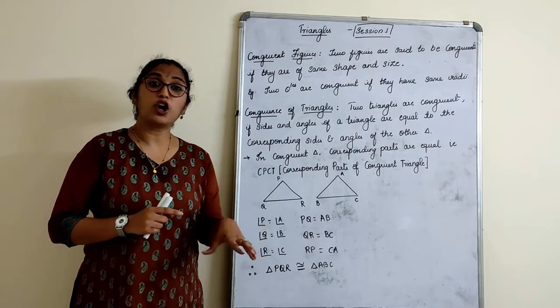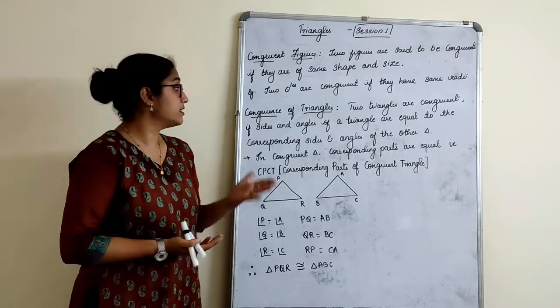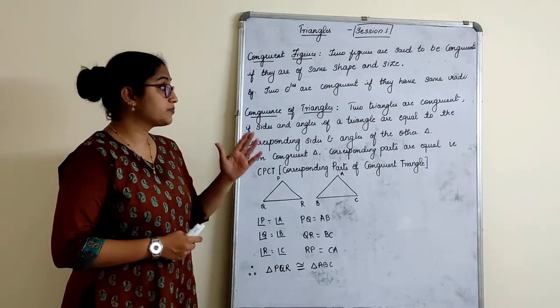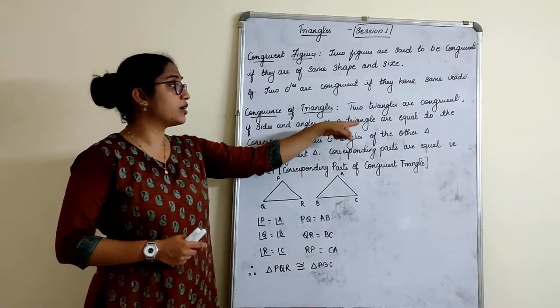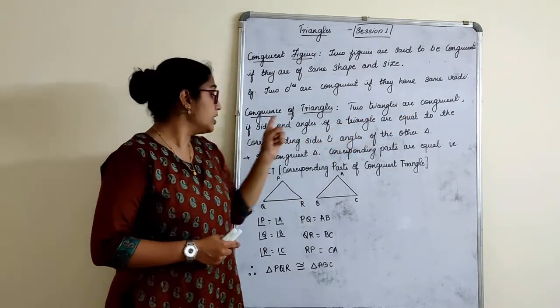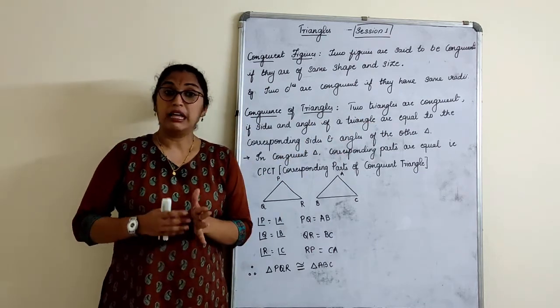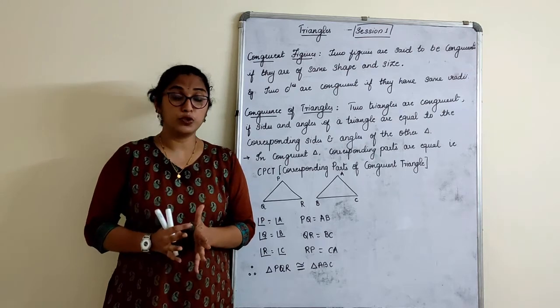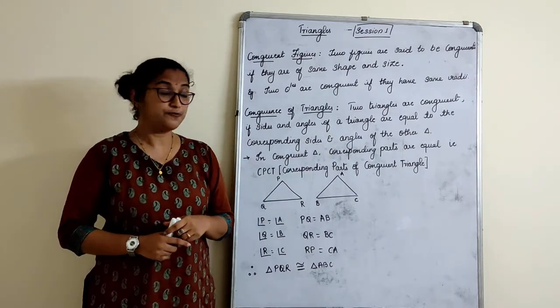So when we talk about triangles, there should be some criteria for that. What do we mean by it? Congruency of triangles: two triangles are congruent if the sides and angles of a triangle are equal to the corresponding sides and angles of the other triangle. That means when we talk about congruency, we always compare with another figure, right?